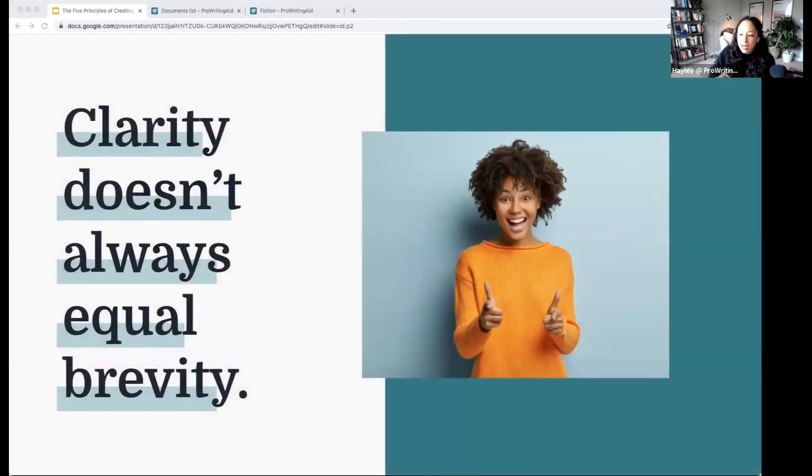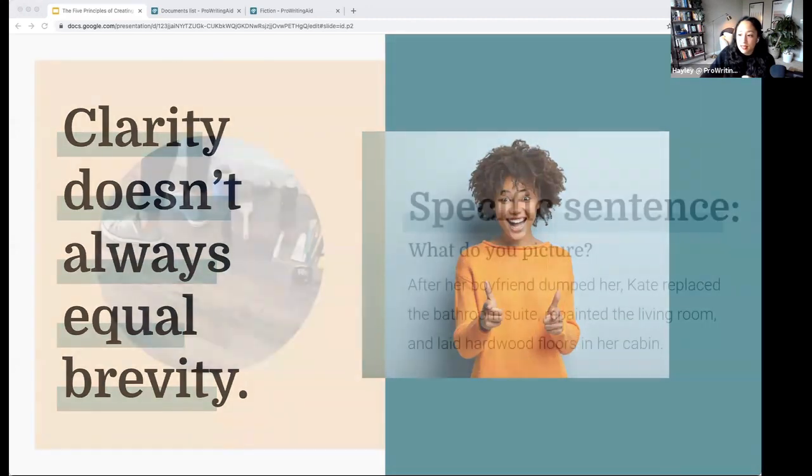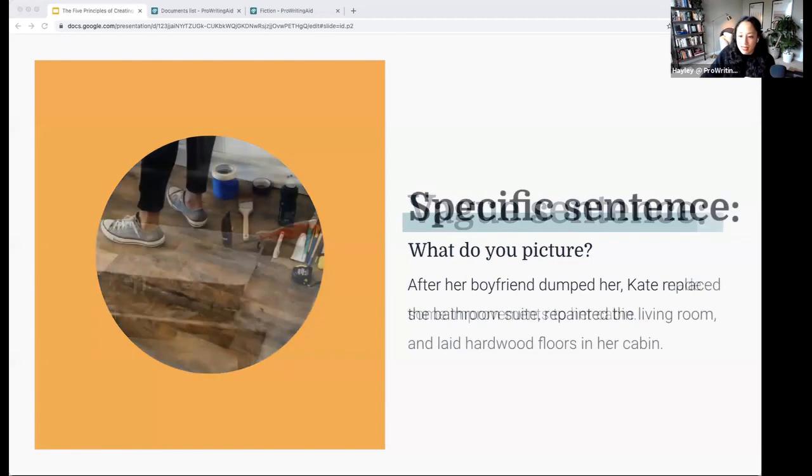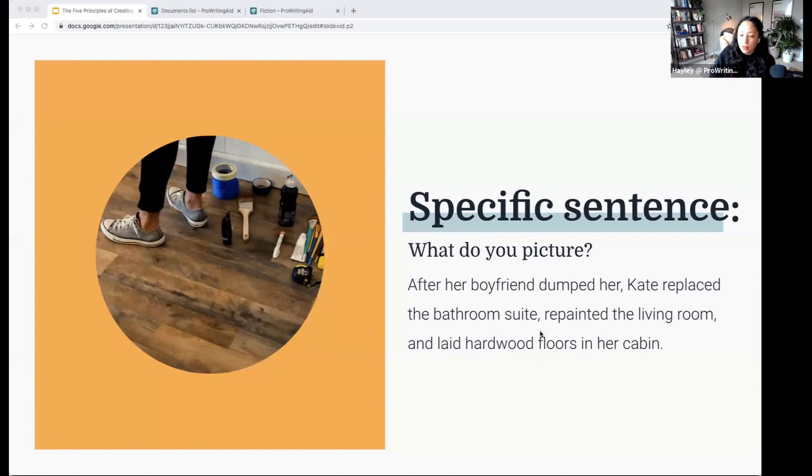I also want to highlight before we go into questions that clarity does not always equal brevity. Our second sentence here is longer than our first. However, our first has a higher glue word percentage, right? A lot of these words we can reduce, remove, or replace. Here, we have fewer glue words, right? We can't change bathroom suite to kitchen suite because the sentence would change. We can't change living room to dining room because the sentence would change, right?